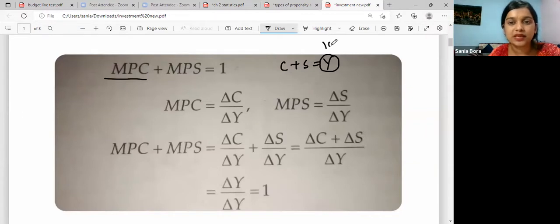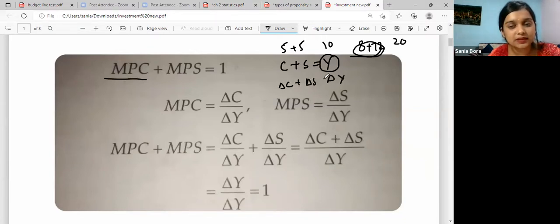For example, my income is 10. So 5 I will consume and 5 I will save. Or if my income is 10, 8 I am consuming and 2 I am saving. Or 12 I am consuming, 8 I am saving, like this. In total, you will make income. So now if it is delta Y, here it will be delta C plus delta S. So you know delta C upon delta Y and delta S upon delta Y. Now you are going to add them.